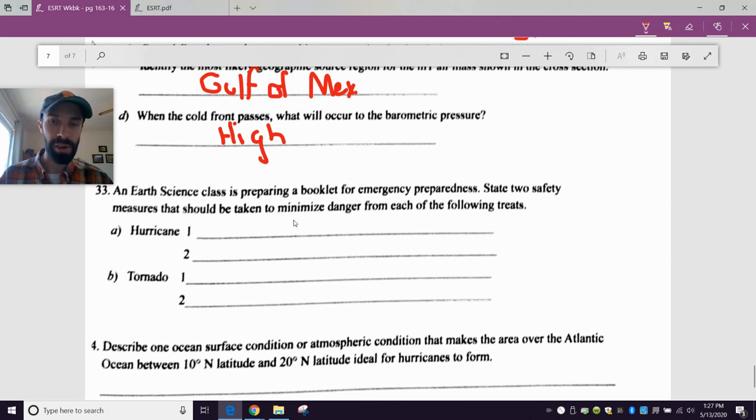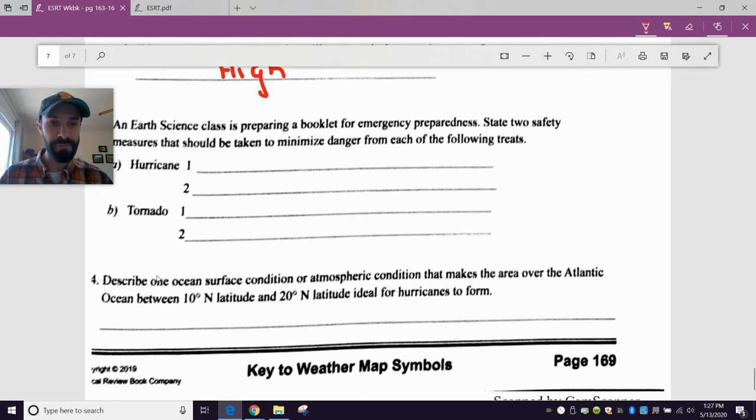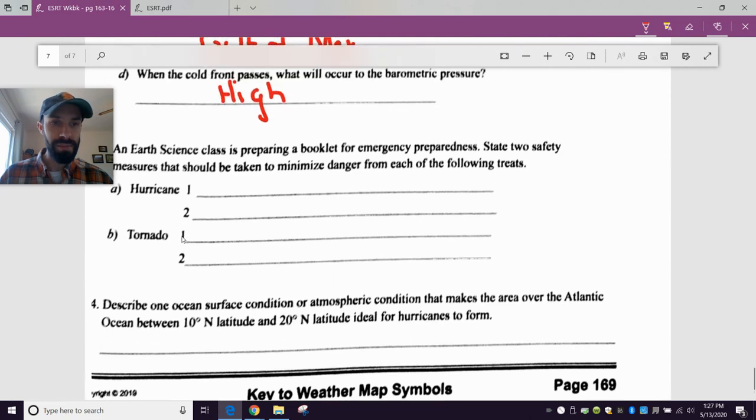For a hurricane, you want to go to the top of your house after, when flooding comes, okay, or the middle of your house during it. Okay, you board up your windows. Tornado, you go to the lowest level. So that's pretty much it.